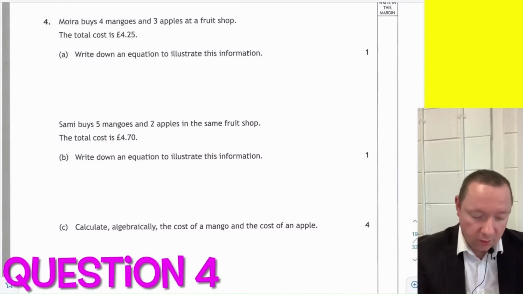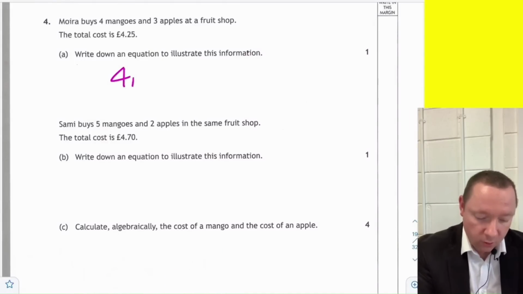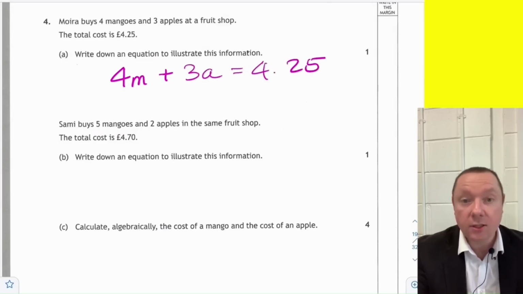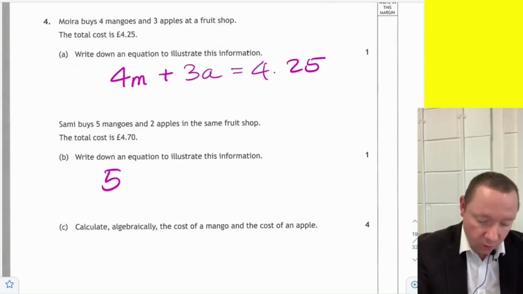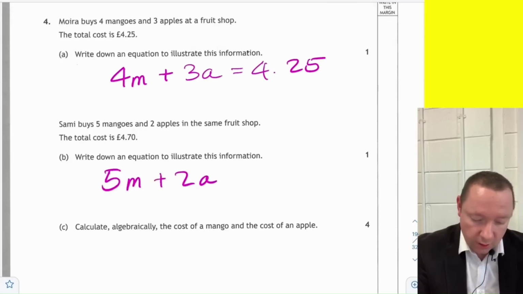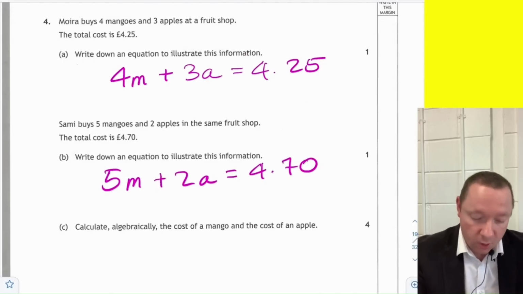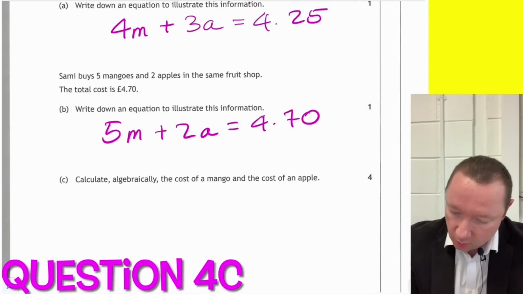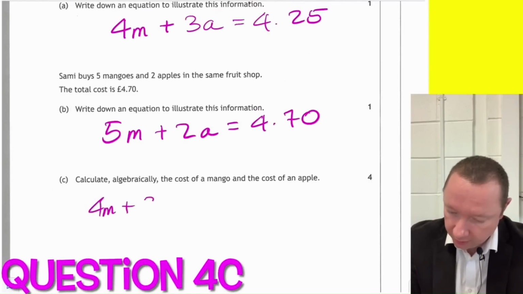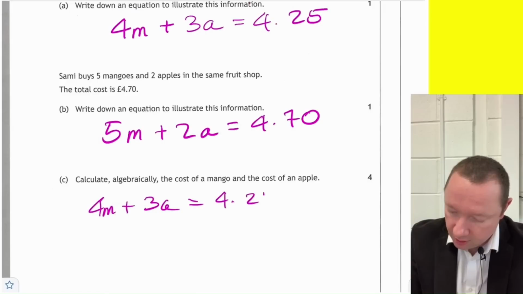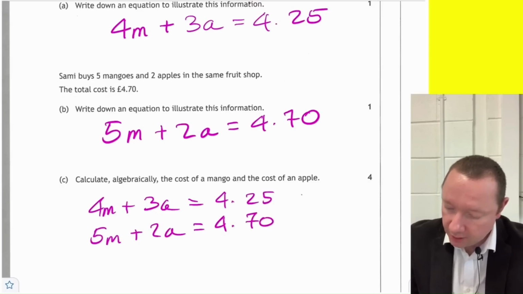Simultaneous equations for question 4. After writing an equation, 4 mangoes and 3 apples equals £4.25. Quite standard. Part B, 5 mangoes plus 2 apples equals £4.70. I have to find the cost, part C, of a mango and an apple. So I've got my two equations. We've got 4m plus 3a is £4.25, and 5m plus 2a is £4.70. Times the top by 2 and the bottom by 3, just to get 6 in the second position.